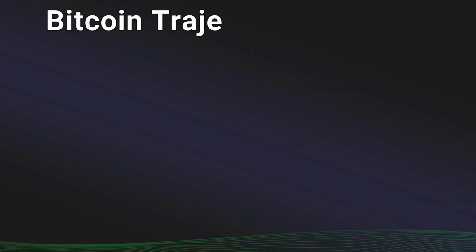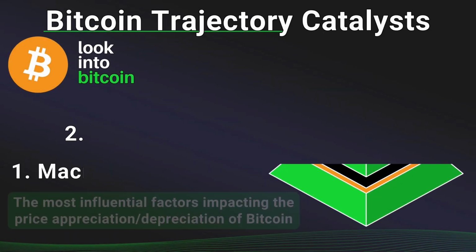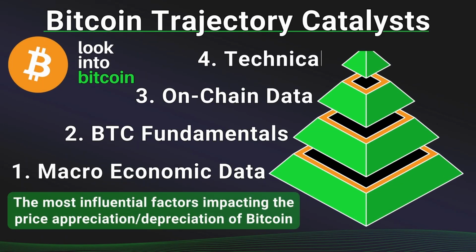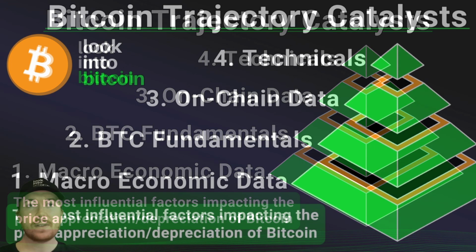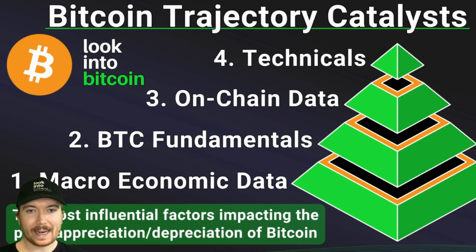a strategy. So I've made this before, I mentioned it a few times, the Bitcoin trajectory catalysts, or better known potentially by the acronym BTC, is made up of the most influential factors impacting the Bitcoin price appreciation or depreciation. So these are first and foremost macroeconomic data, BTC fundamentals, onchain data, as well as technicals. Aggregated and used as confluence, these are the four pillars of the Bitcoin price action.